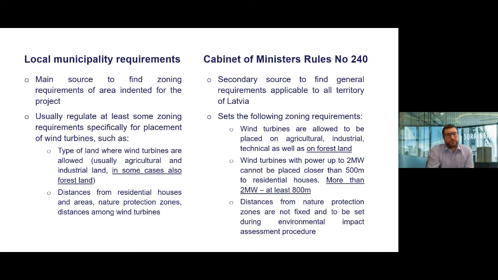And the second most usual contradiction is regarding distances, because according to local rules, sometimes the distance from residential houses is 1 kilometer, or we have even seen 2 kilometers for wind parks. And again, according to general rules, these distances are usually smaller.